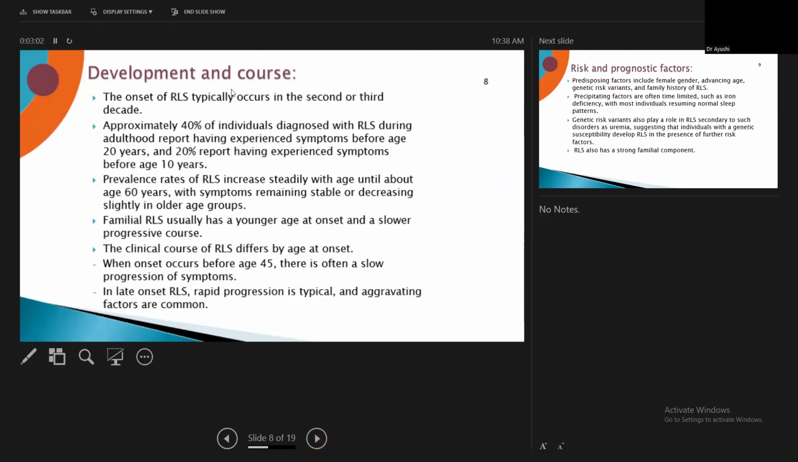Development and course. The onset of RLS typically occurs in second or third decade. Approximately 40% of individuals diagnosed during adulthood report having experienced symptoms before 20 years, and 20% have experienced symptoms before 10 years. Prevalence rate increases steadily with age until about 60 years, with symptoms remaining stable or decreasing slightly in older age groups. Familial RLS has a younger age at onset and a slower progressive course. The clinical course of RLS differs by age at onset. When it occurs before age 45, it is often a slow progression of symptoms, while in late onset RLS, rapid progression is typical and aggravating factors are common.